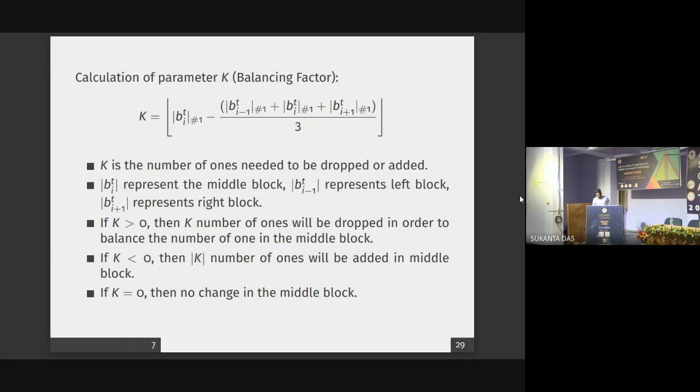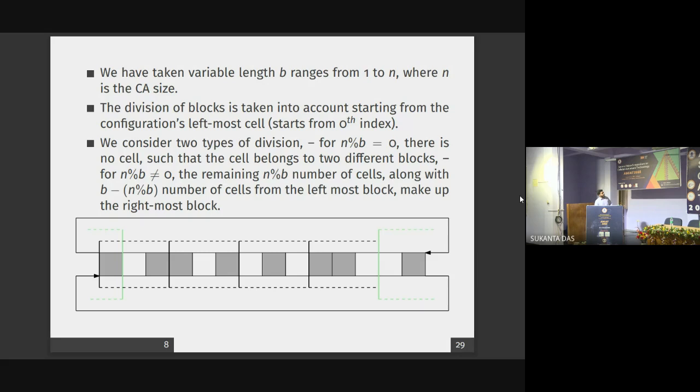So for this, we have taken variable block sizes, ranging from 1 to n, where n is the CA size. The division of blocks starts from the 0th index onwards. In the example, you can see that I have divided it into three blocks, and the size of the blocks is 3. In the last block, there is one cell less. To accommodate that one more cell, we have considered the periodic boundary condition, so I will be taking one cell from the first block to complete the configuration.